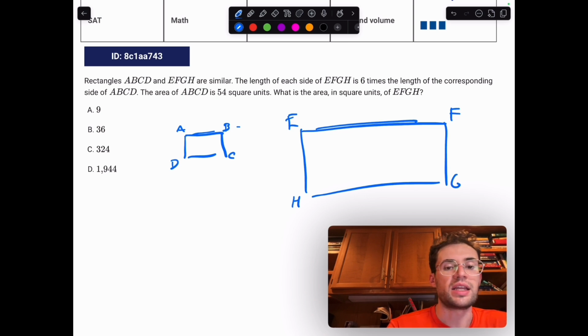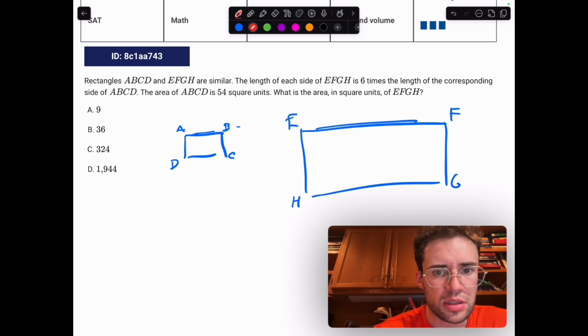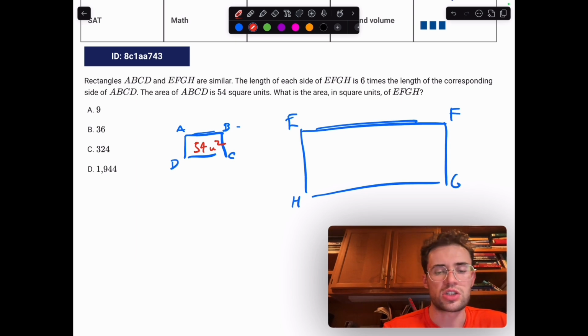And the ratio of AD to AB is the same as the ratio of EH to EF. And you're scaling them all up at the same factor, which is 6. The area of ABCD is 54 units. So this is 54 square units. What is the area of EFGH?